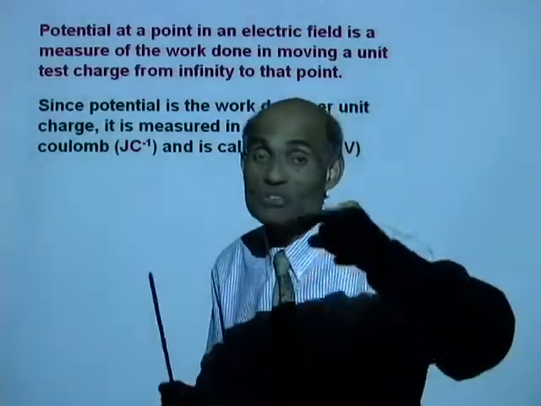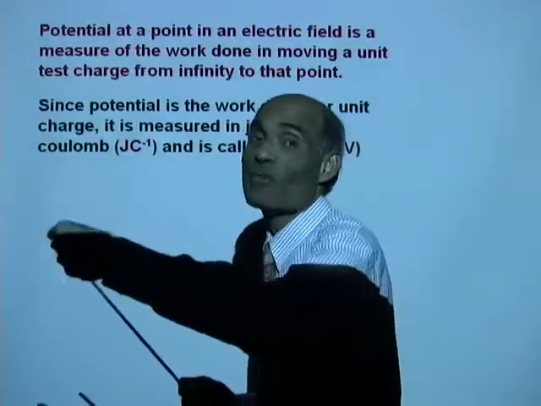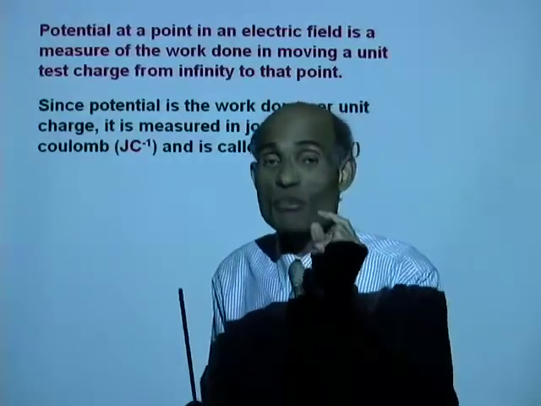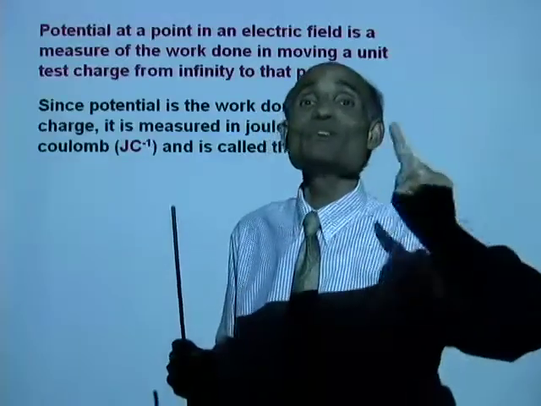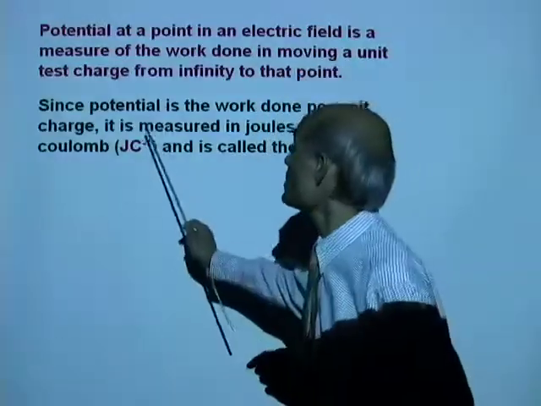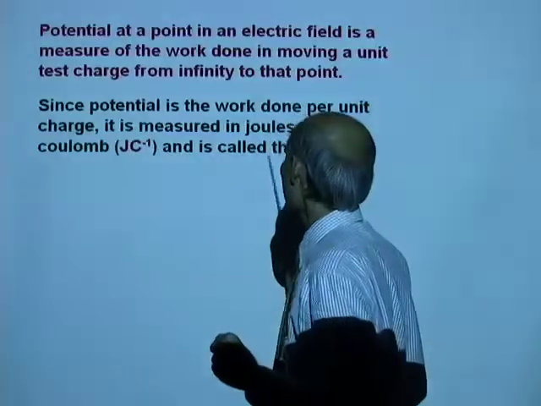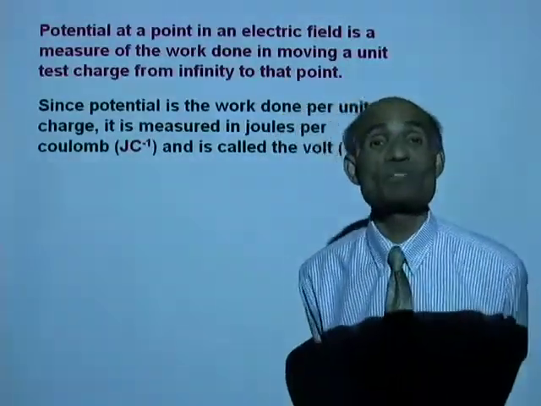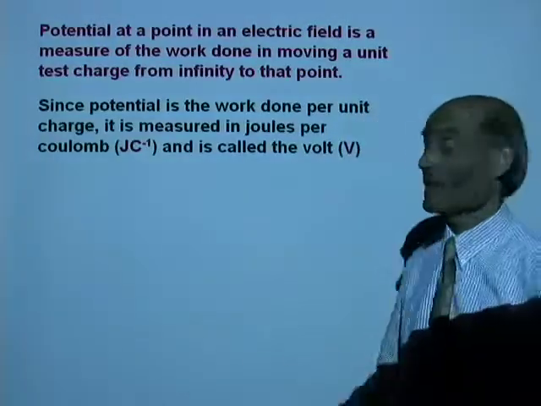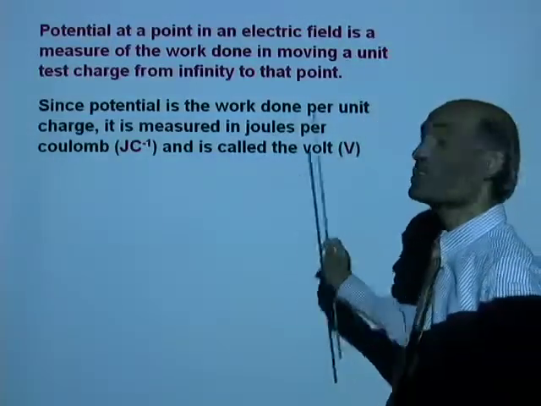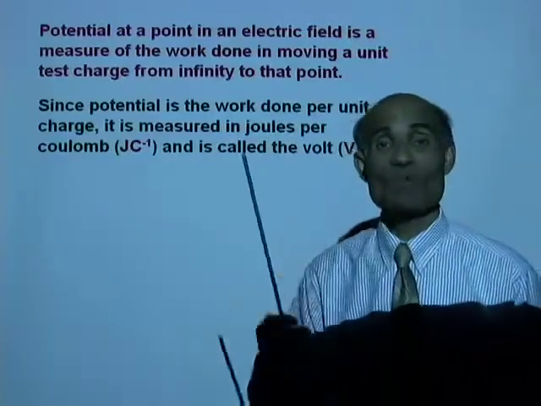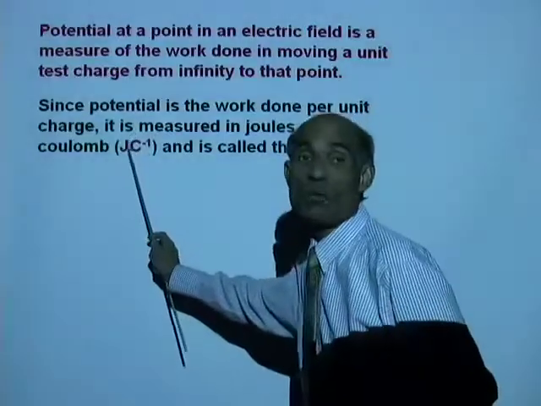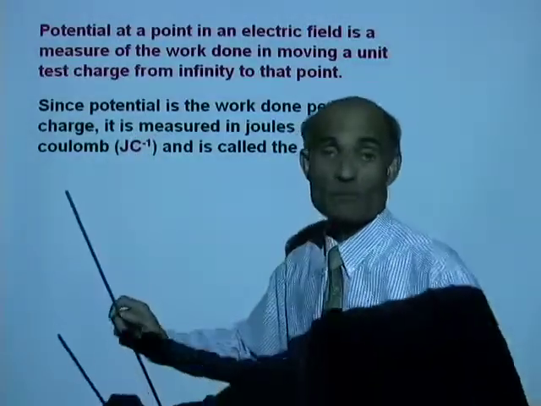Alright, I will be asking you this concept every now and then as we go on. Electric potential is a measure of the work done per unit charge. It is measured in joules per coulomb and it is called the volt. So what is the unit for measuring electric potential? Electric potential is measured in a unit called volt. And what is 1 volt equal to? 1 volt is 1 joule per coulomb.